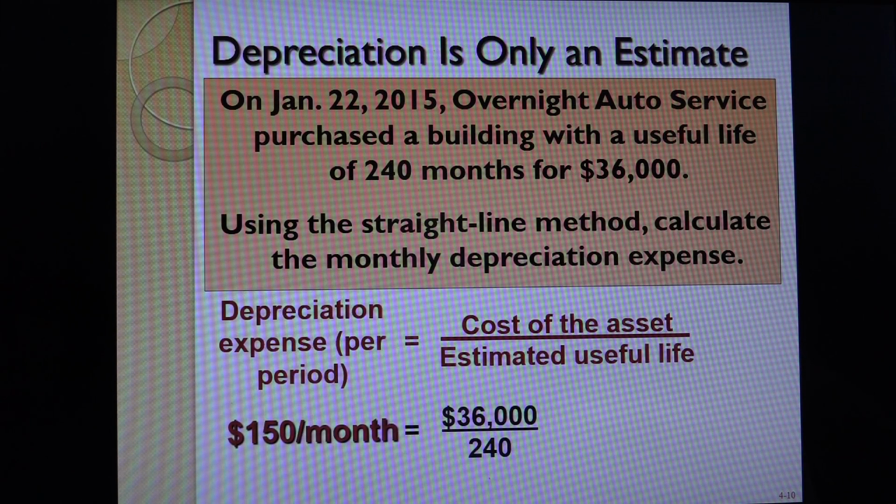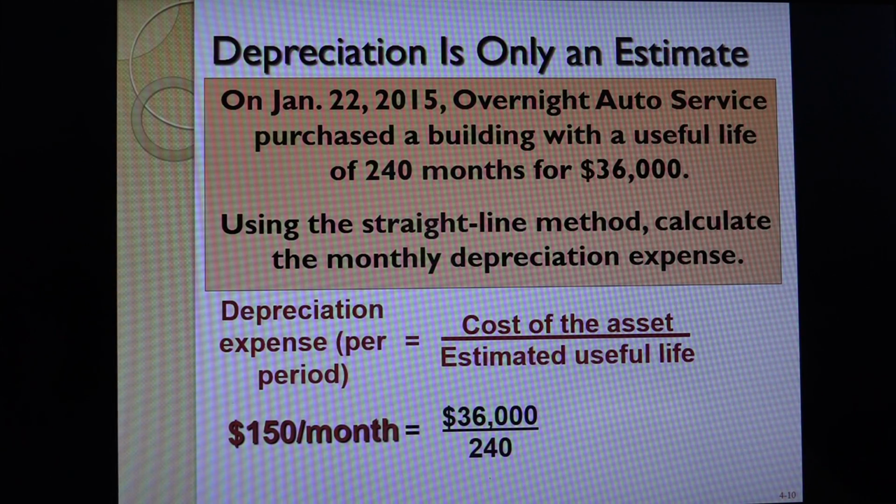Well, as you'll learn, this is not exactly a correct calculation because you have to figure estimated salvage value in this, but they're just giving you a basic example. Using the cost, you would take the cost as your numerator and divide it by the estimated useful life of the asset, 240 months in this case. And so you would depreciate this building at $150 a month.